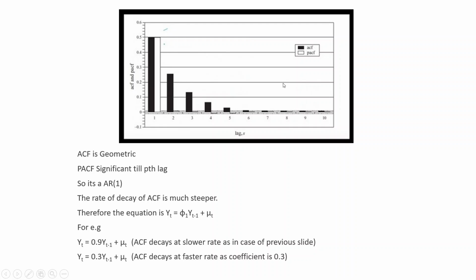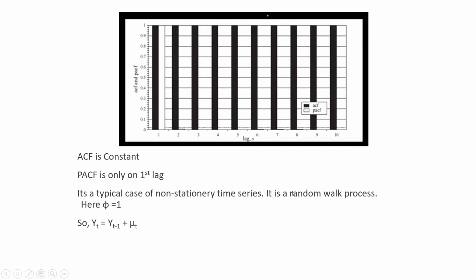ACF and PACF: significant at the first lag, ACF is having a geometry. Therefore, the rate of decay of ACF is much steeper. Here, ACF is constant, you can see, and PACF is geometry. So PACF is only significant at one lag. It's a typical case of a non-stationary time series. It is a random walk process. Here phi is equal to 1. So Yt is equal to Yt minus 1 plus ut.